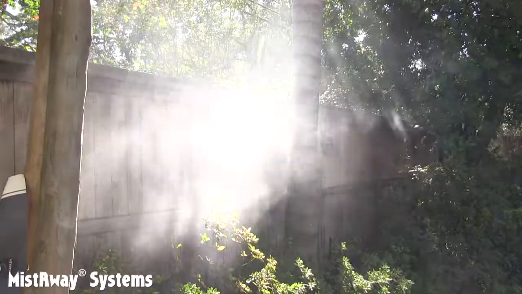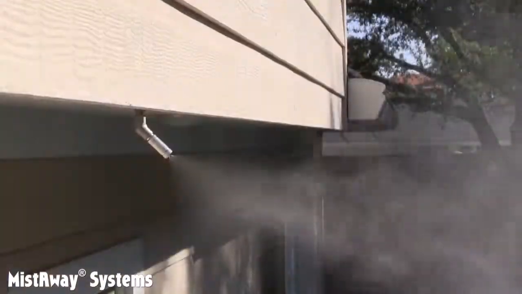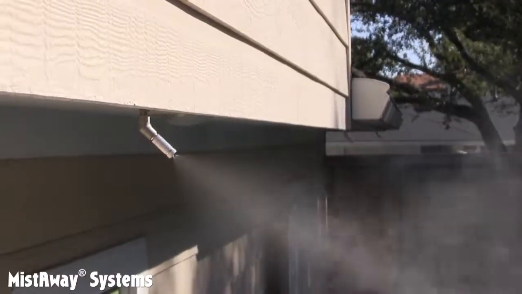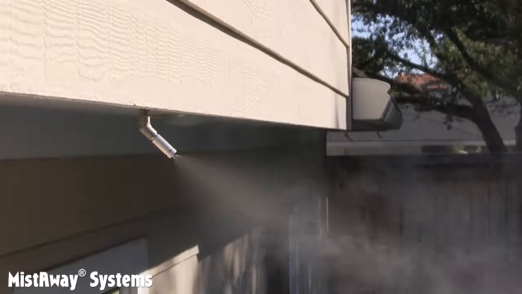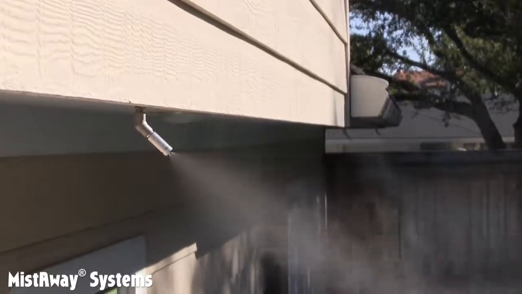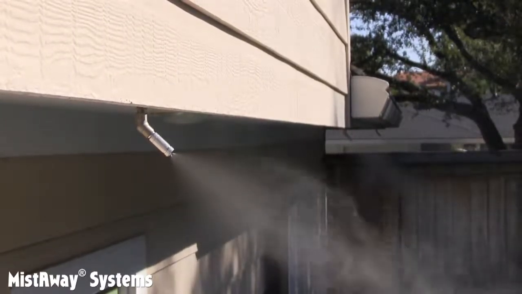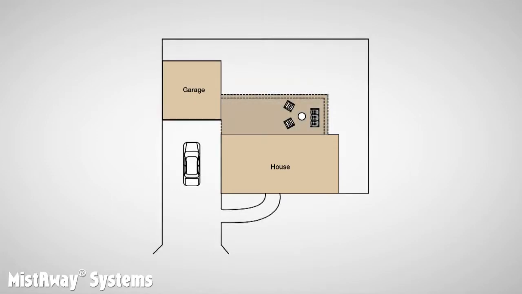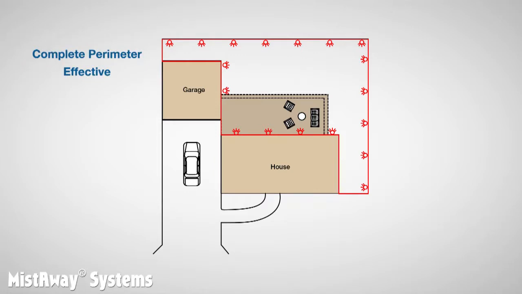For the vast majority of homes, the perimeter is created around the backyard, with the nozzle circuit running along the back of the house and along the property lines on the sides and back. To illustrate, let's look at a layout that has an effective perimeter of protection. Here's the house, the garage, the patio, the backyard, and the nozzle circuit. Note how the nozzle circuit traces a loop around the backyard.